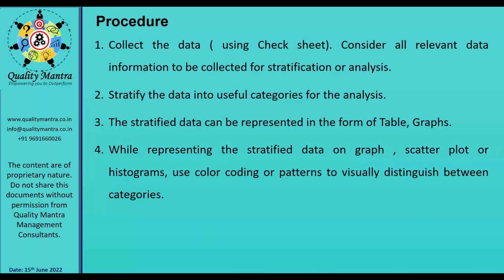Categorization is a very simple thing, and no formulas are involved like what we have seen in the control charts or the scatter plot. Basically, you have to just collect the data using the check sheet, collect all the relevant data required for the stratification or the analysis. Then you have to stratify the data into useful categories for the analysis. Like in the previous sheet we have seen various categories, whether it's the region, the section, or the machine-wise. So it depends on what kind of data.